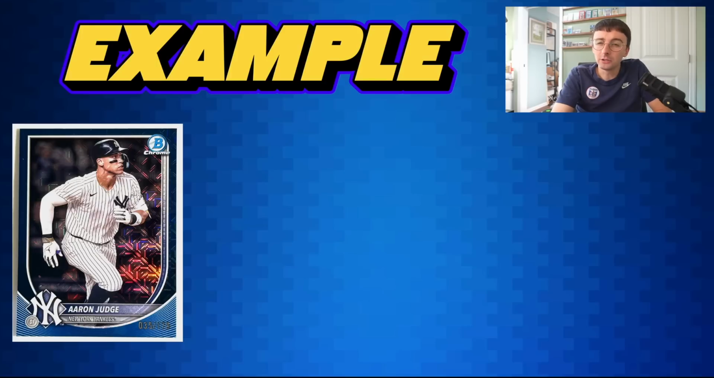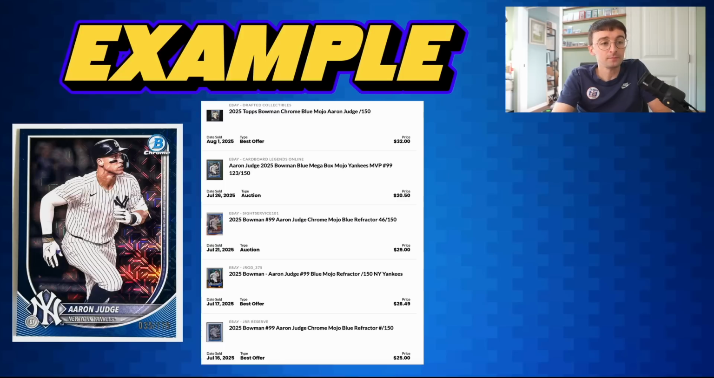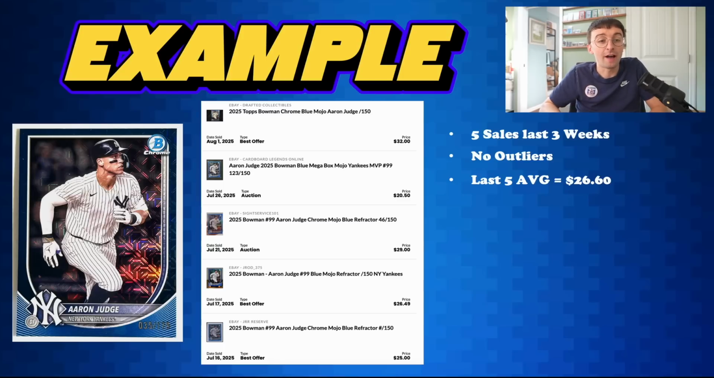One that sells a little less frequently, but still fairly easy to comp, Aaron Judge, 2025 Bowman Blue Mojo, numbered out of 150. Looking at comps, you've got 5 sales in the last week. There's no real outliers.